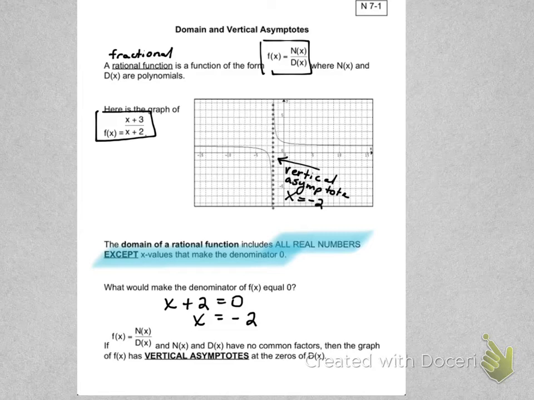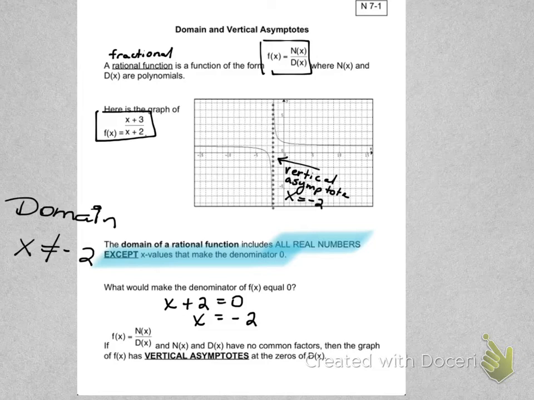So that's how we figure out these vertical asymptotes. You're always going to look at the denominator and ask yourself what makes the denominator equal 0. Now the domain here would be written x is not equal to -2. That's the domain, because it can be everything except what makes the denominator 0.